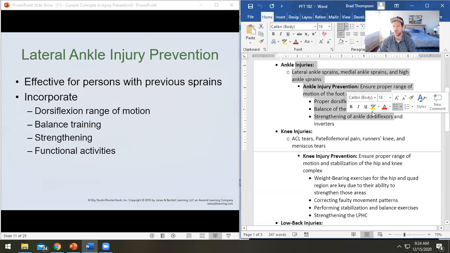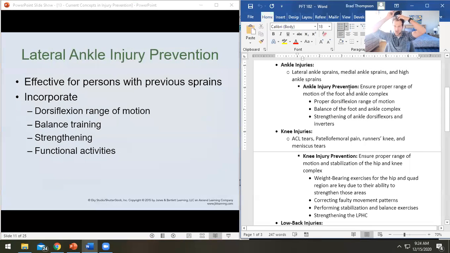So how do we deal with this, right? These are very common injuries, and again, you're going to hear me repeat this concept a lot today. If we want to prevent this injury and prevent it from coming back, we need to ensure proper range of motion of the area we're talking about. In this case, it would be the foot and ankle complex.